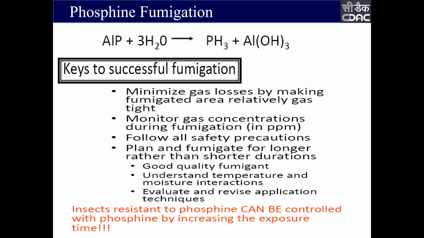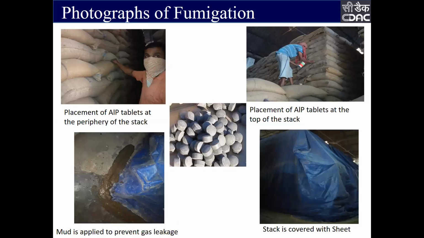The effectiveness depends on minimum gas loss during fumigation and the maximum concentration versus time that stays. That is actually the good quality for fumigation. And these are some photos inside the FCI Kolkata building. You can see in these two photos how they store it, and this is the aluminium phosphide tablet, and they wrap this with a polypropylene plastic sheet and cover it with mud.